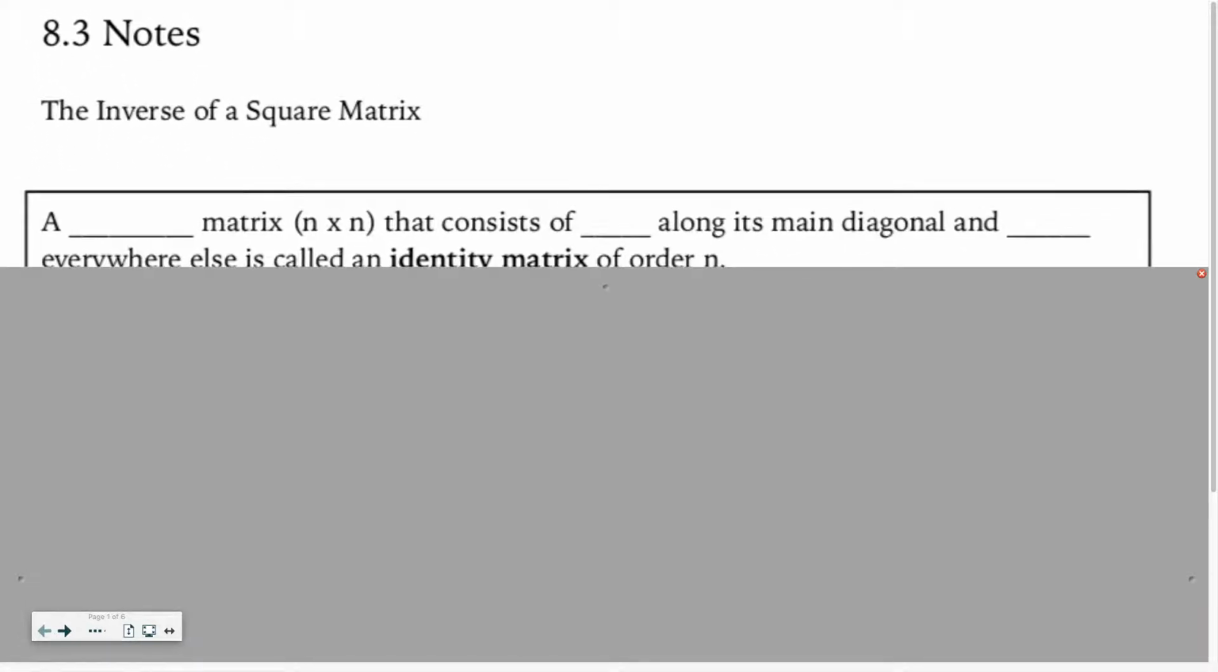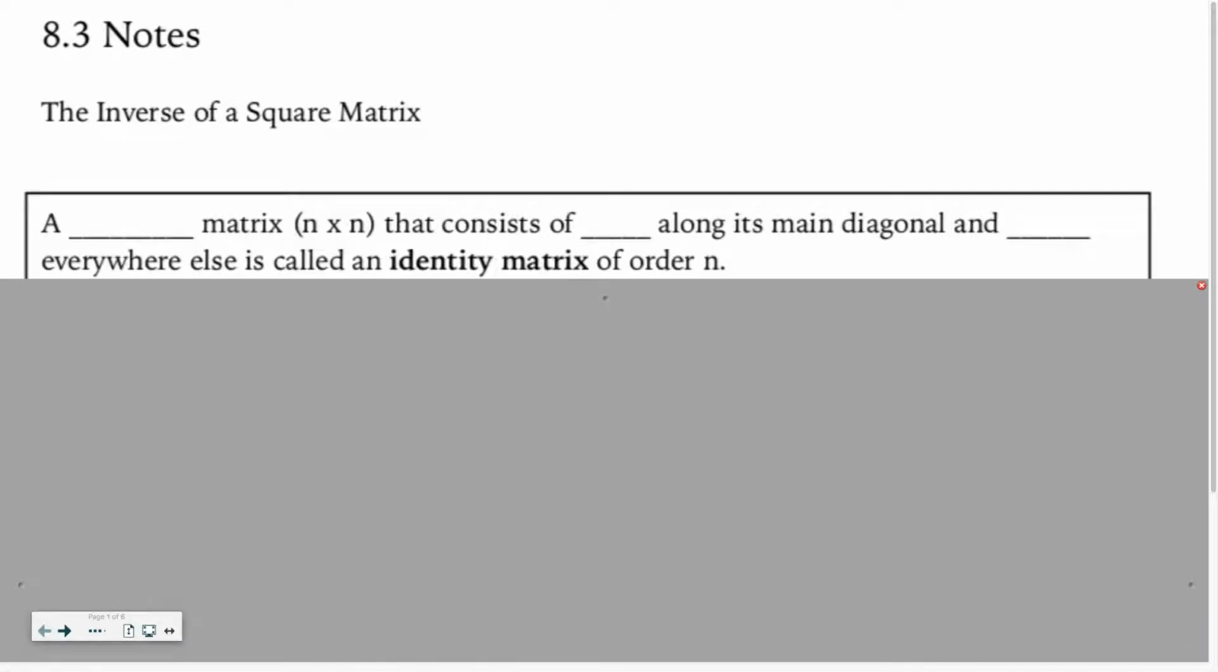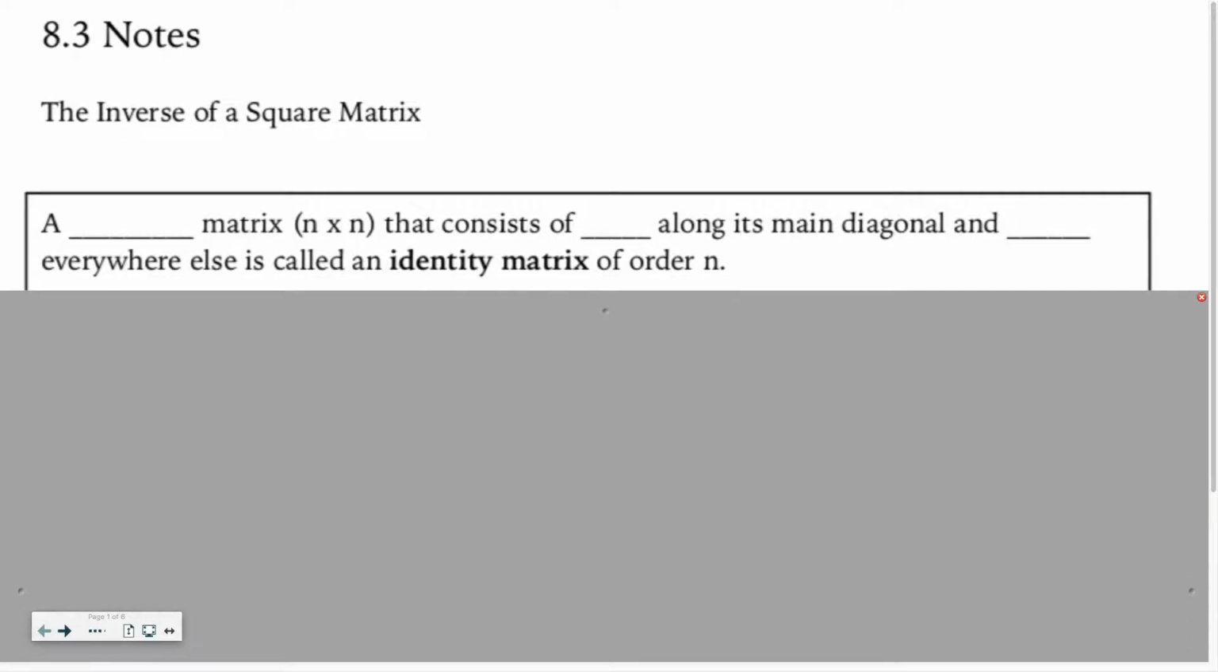Okay, so today we're going to talk about what an inverse matrix is and what you can do with an inverse matrix. So first of all, we defined what a square matrix was, right? The same number of rows and columns, and I told you that square matrices were special. Here we're getting into what is special about a square matrix.